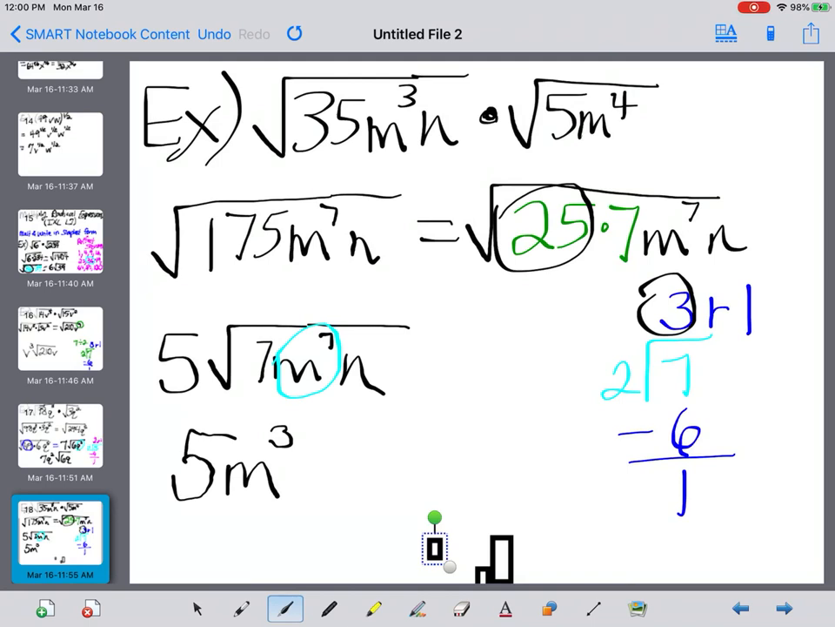Technology is wonderful, but when it messes up, it's like, well, all right. So we have 5m to the 3rd, and then the square root of 7 has to stay in. But how many m's did I have? I had 1 that's still stuck in there, so be careful, don't forget it. And of course I had an n that had to stay in there as well. And that is really all for that one.